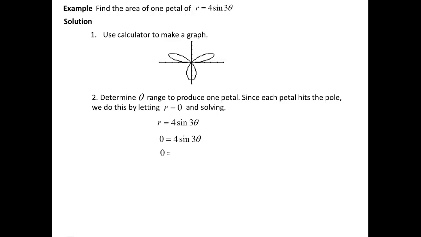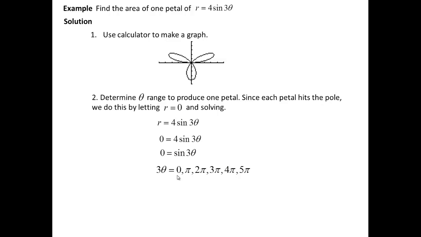Divide both sides by 4, and you have 0 equals sine 3 theta. The angle argument here is 3 theta. Keep in mind, this is just saying the sine of what, and what is represented by 3 theta. The sine of what is equal to 0. Well, we know the sine of 0 is 0, the sine of pi is 0, the sine of 2 pi is 0, the sine of 3 pi is 0, etc. So that means that 3 theta can be replaced by any of these multiples of pi.